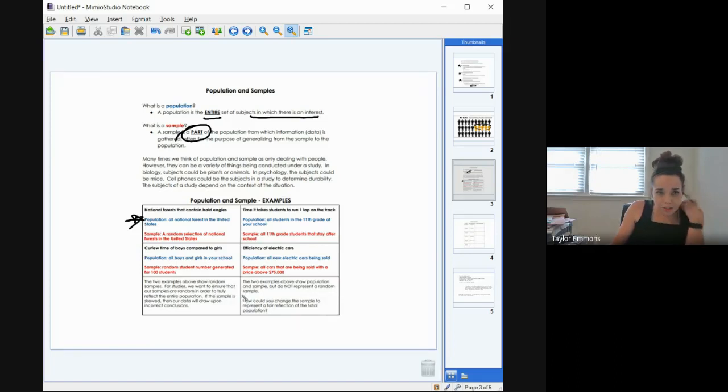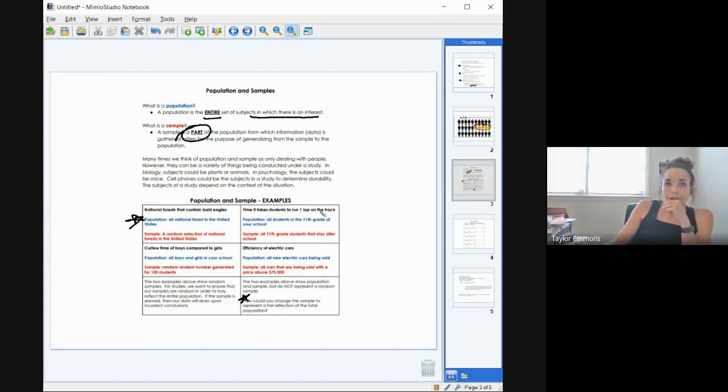So right here it has a question. It said, how could you change the sample to represent a fair reflection of the total population? So the 2 examples above, over here on the right-hand side, show the population and the sample, but do not represent a random sample. Okay, so last week we talked about random sampling.